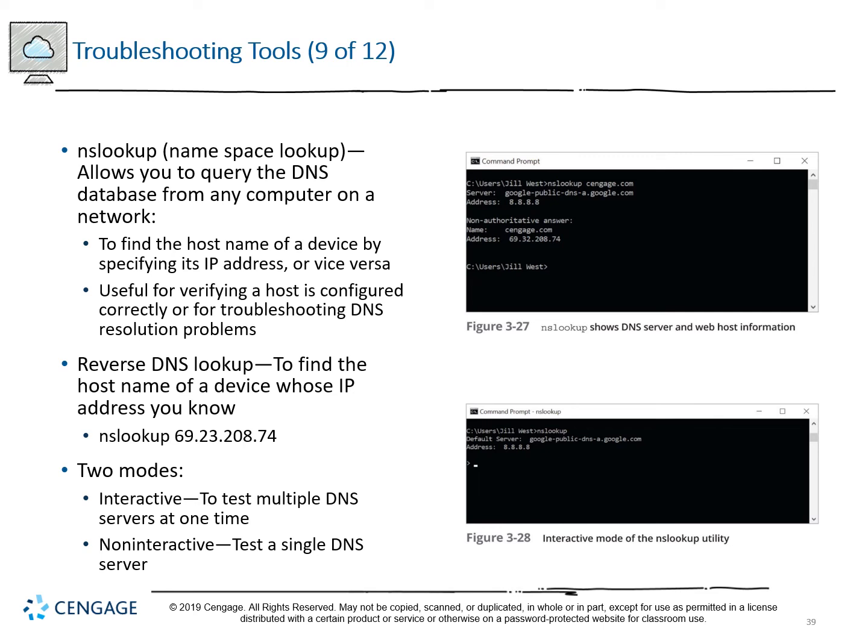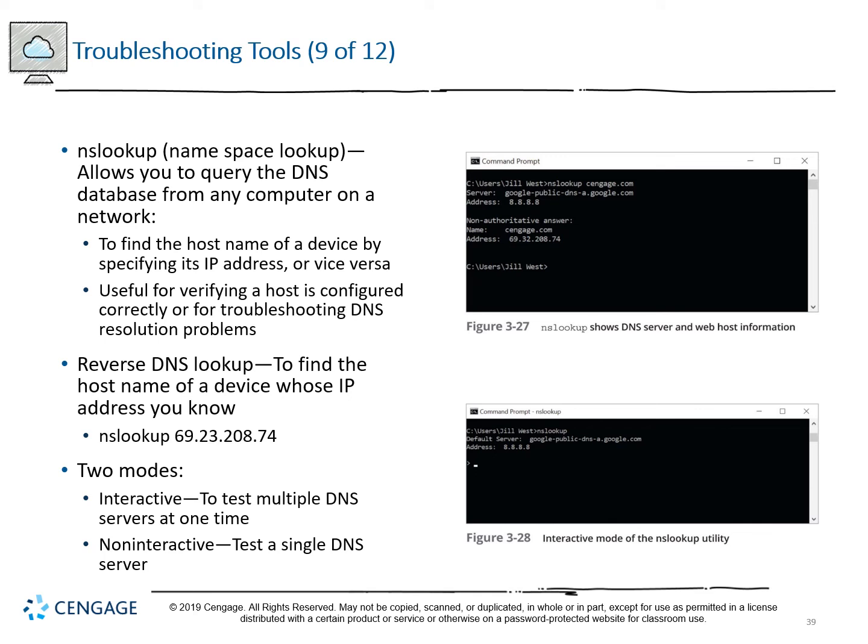NSLOOKUP, NS stands for namespace, allows us to query the DNS database from any computer on a network. We can find the host name of a device by specifying its IP address, or the other way around. So if we need to find the host name of an address that we already know, that FQDN translation, we can just use NSLOOKUP by typing in the IP address instead of the name.